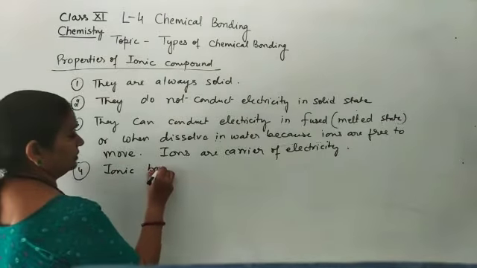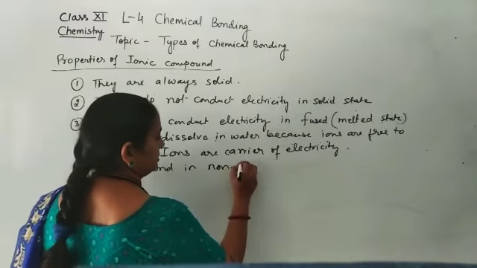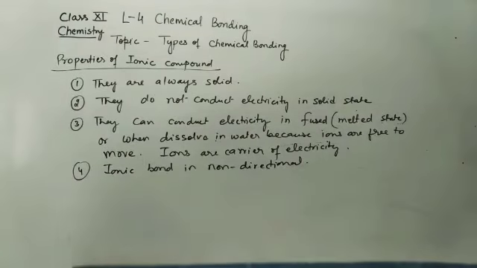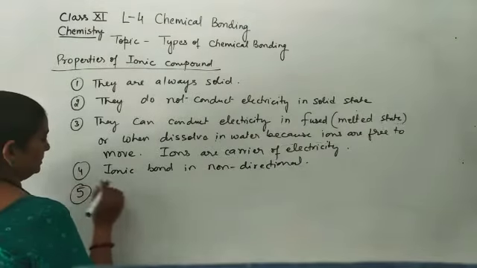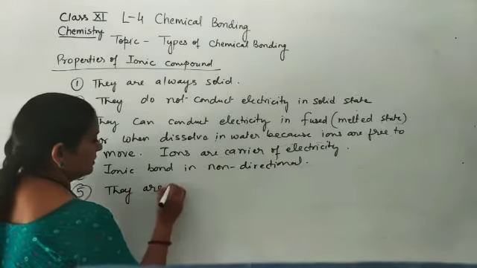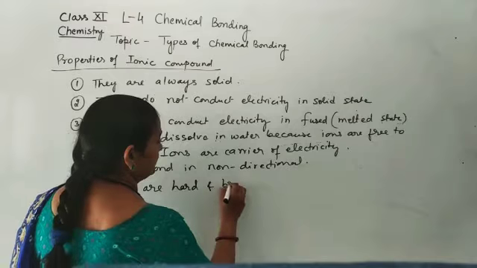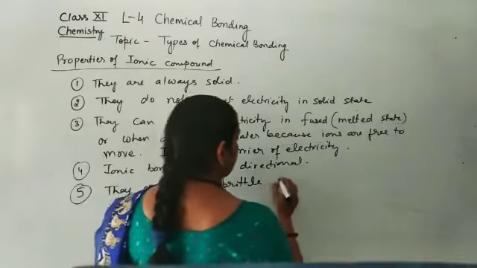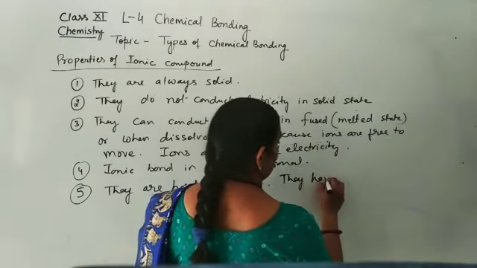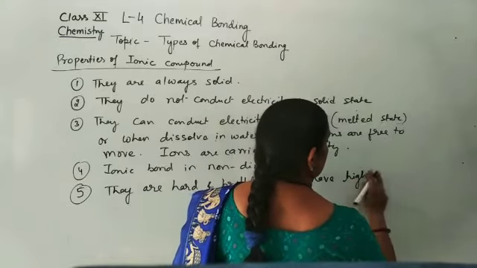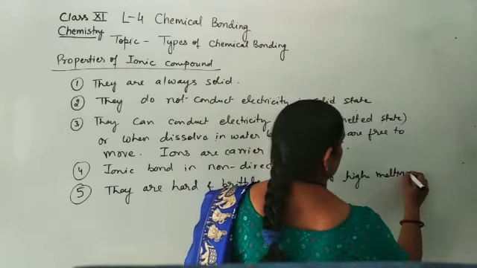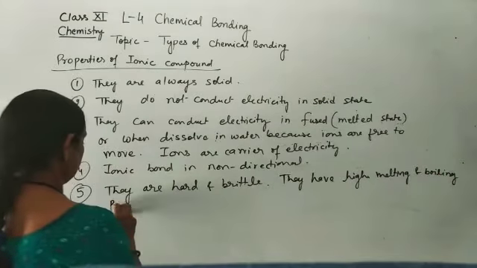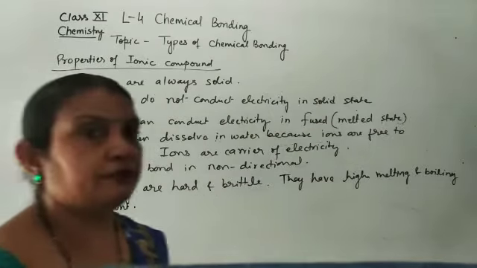Ionic bond is non-directional. And they are hard and brittle. When pressure is applied, it is broken into small pieces, and they have high melting and boiling points. So these are the properties of ionic compounds.